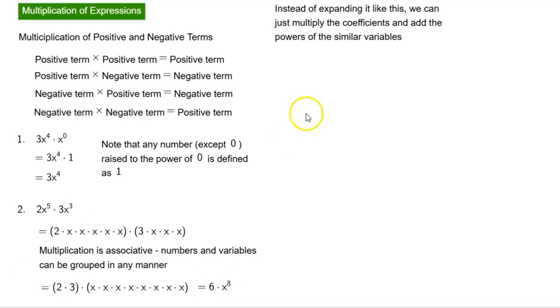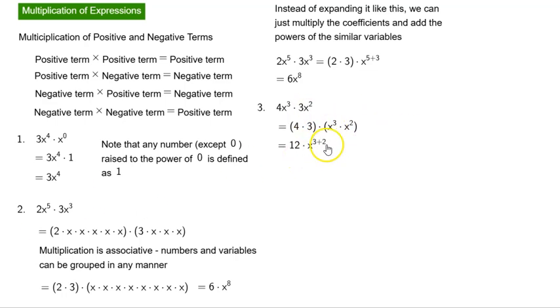Now, instead of expanding it like this, we can just multiply the coefficients and add the powers of the similar variables. So 2x to the power of 5 times 3x cubed is equal to 2 times 3 times x to the power of 5 plus 3, which gives us 6 times x to the power of 8. 4x cubed times 3x squared. Pretty straightforward. 4 times 3 times x cubed times x squared. 12 times x to the power of 3 plus 2, which is 12 times x to the power of 5.